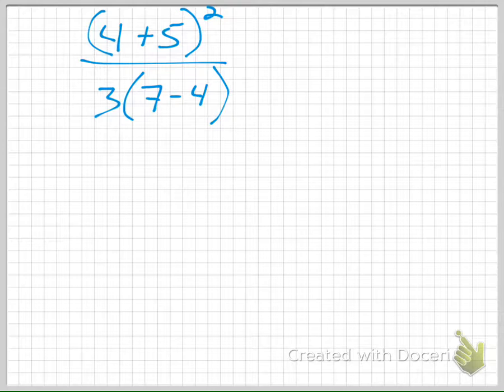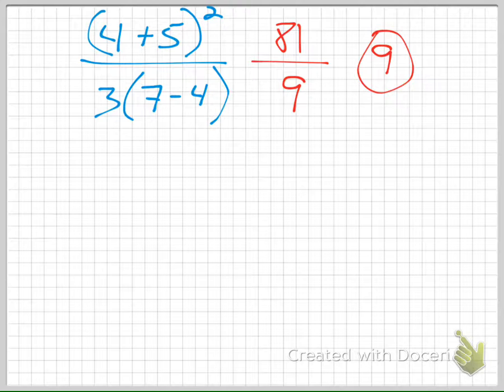What did you see? There's parentheses here. What do I do? 4 plus 5 is 9. 9 squared is 81. Down here, 7 minus 4 is 3. 3 times 3 is 9. 81 divided by 9 is 9. How many of you got 9? No? Do you see why and how I got it? Oh, you put 81 over 9? That's fine. But if you have an improper fraction that can be reduced to a whole number, you always do. You always do.